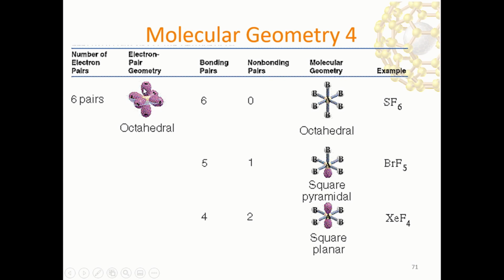But 6 electron pairs, if they're all bonding, the molecule will also be octahedral. If 5 are bonding, 1 is non-bonding, you end up with square pyramidal. So here's a square, 1 on the top, non-bonding pair sticking at the bottom there. 4 bonding pairs and 2 non-bonding, you end up with square planar. And here are a few examples in here.